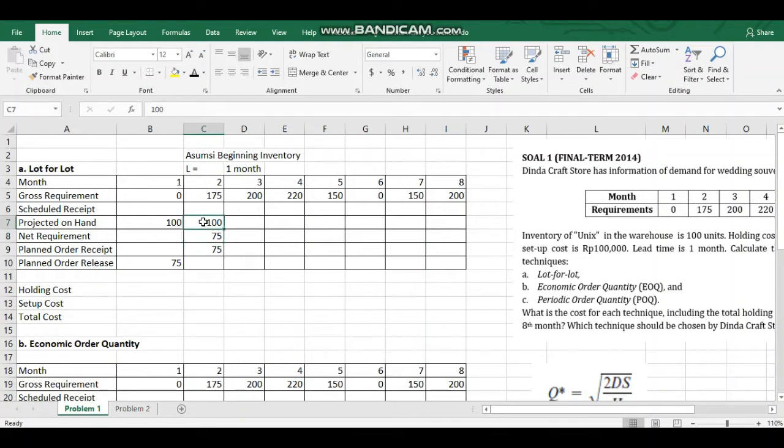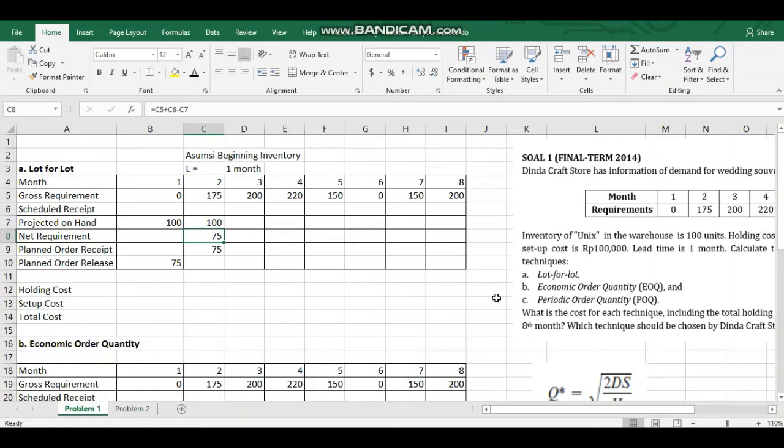So the flow is you have to know how many projected on hand we have, and then how much is the net requirement. Is there any net requirement? Is there any shortage or not? If there is any net requirement or shortage, we have to place our order 1 month before, or you just have to adjust with the lead time. And then don't forget to write the planned order receipt to fulfill the shortage.